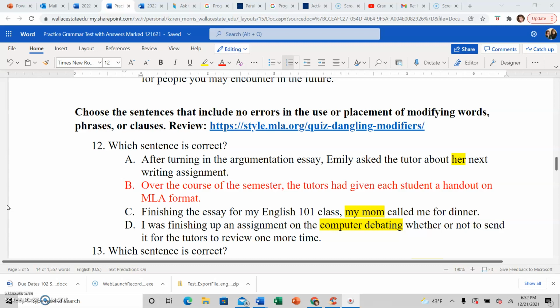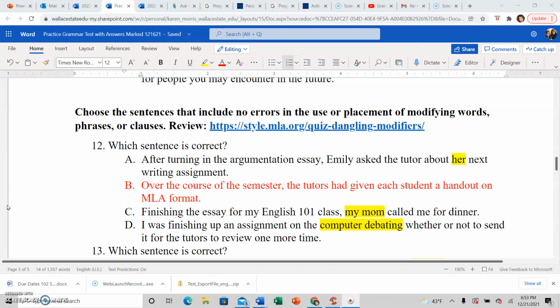Item C, finishing the essay for my English 101 class, my mom called me for dinner. So here's a case where we have an introductory phrase. It's always good to read those modifying phrases at the beginnings of sentences. And after the comma, what comes after that phrase that ends with a comma? That should be the noun the phrase is talking about. So in this case, we have finishing the essay for my English 101 class, my mom, which means in this sentence, it's saying that my mom was finishing the essay for my English 101 class.